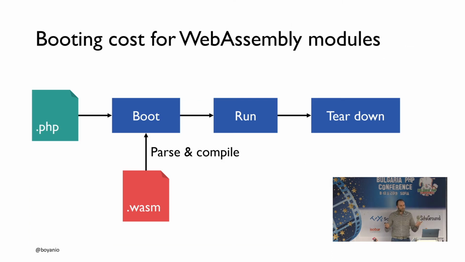Usually when we have a PHP script, we have the boot where we are parsing the script, then we are executing it, and then there is the tear down. Which means that on every request, we would have to parse and decode the WebAssembly file, then compile it, run it, and then destroy this. So we'll have some cost on each request. And this is probably not really cool if you have a really big WebAssembly module.